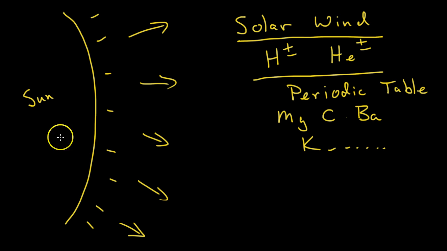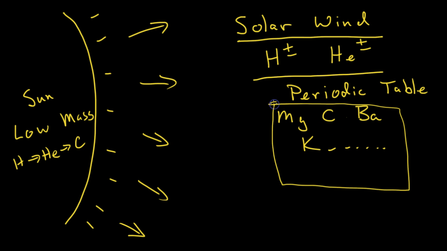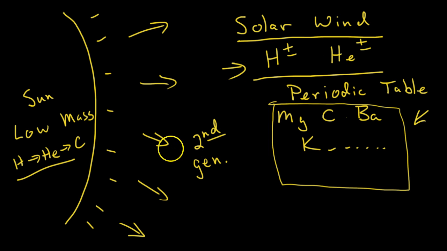Because of that, and the fact that we know our sun is a low mass star limited to fusing hydrogen to helium and helium to carbon, the fact that all of these other elements of the periodic table are coming from our sun is evidence that our sun is a second generation star made up from the remnants of other stars. That's why our sun, even though it's a low mass star, still contains all the other elements of the periodic table. All right, so we get this solar wind, primarily hydrogen and helium.